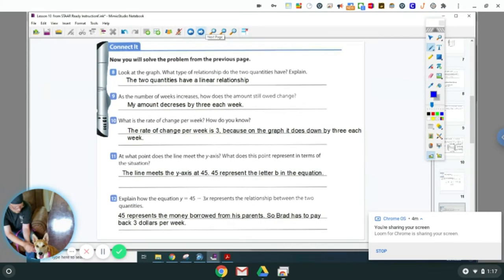So the two quantities have a linear relationship, hence they create a straight line. The amount decreases by 3 each week, as we just discussed. The rate of change per week is 3 because on the graph it goes down by 3 each week. The line meets the y-axis at 45, which represents b in the equation. And 45 represents the money borrowed from his parents, so Brad has to pay back $3 per week.